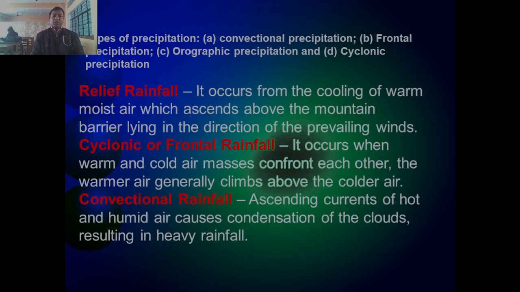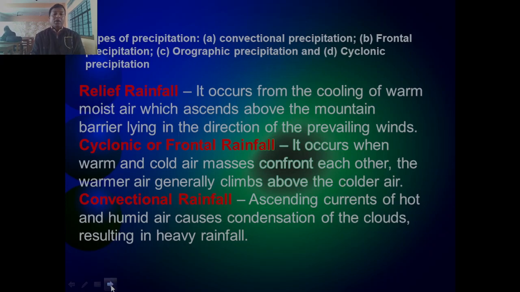Relief rainfall occurs from the cooling of warm moist air which ascends above the mountain barriers lying in the direction of prevailing winds. Cyclonic or frontal rainfall, although there is a difference, but in your book it is given like that, so we are going to discuss it in one way. It occurs when warm and cold air masses confront each other. The warmer air generally climbs above the colder air. Conventional rainfall: ascending currents of the hot and humid air cause condensation of the clouds, resulting in heavy rainfall.